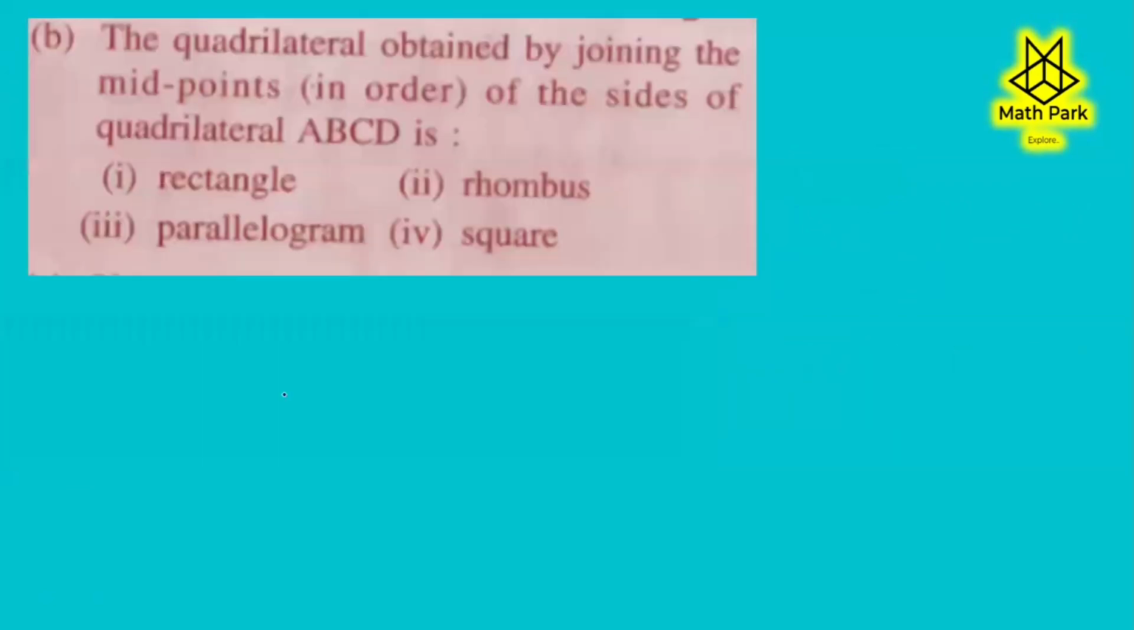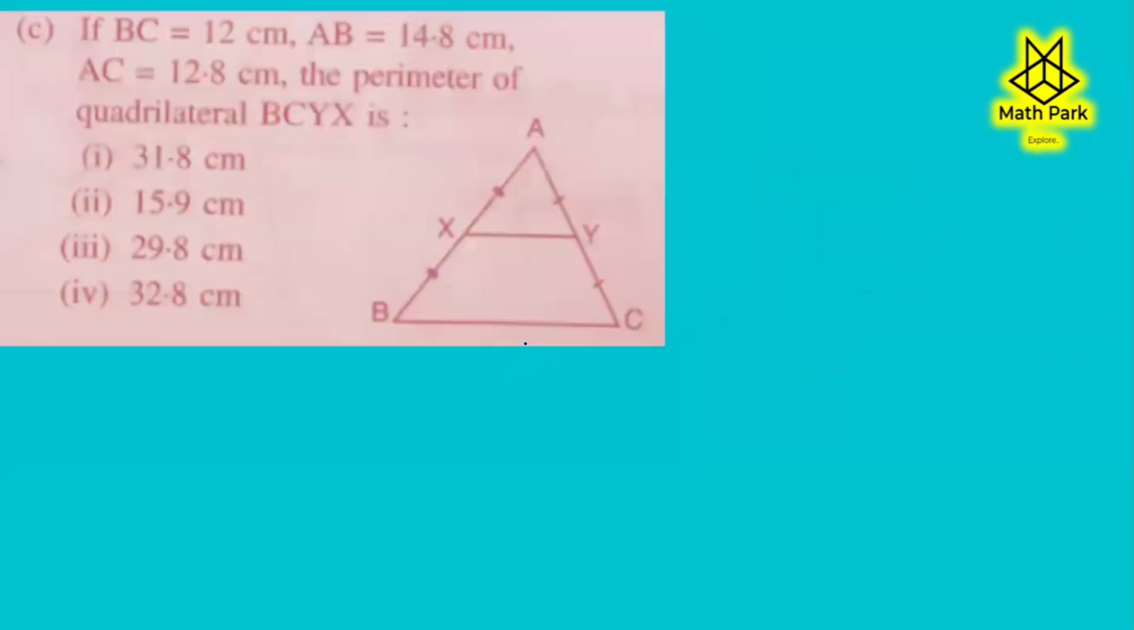The B part: the quadrilateral formed by joining the midpoints in order of the sides of a quadrilateral ABCD is always a parallelogram. You will understand when we are doing the next question. I will be sharing the link of this entire chapter in the description. So if you take any quadrilateral and join the midpoints of adjacent sides, the quadrilateral will always be a parallelogram.